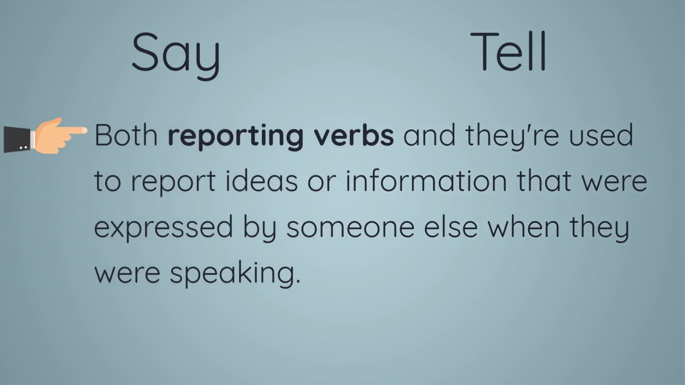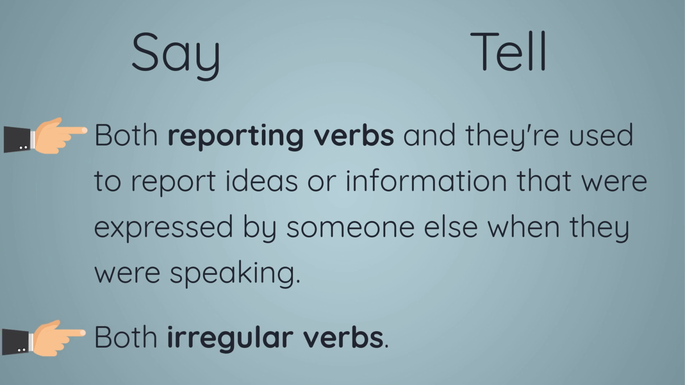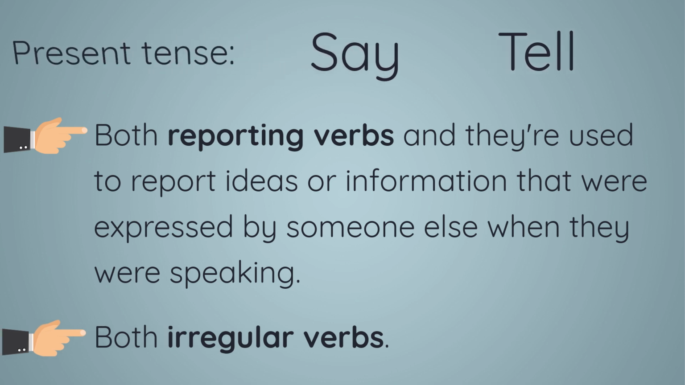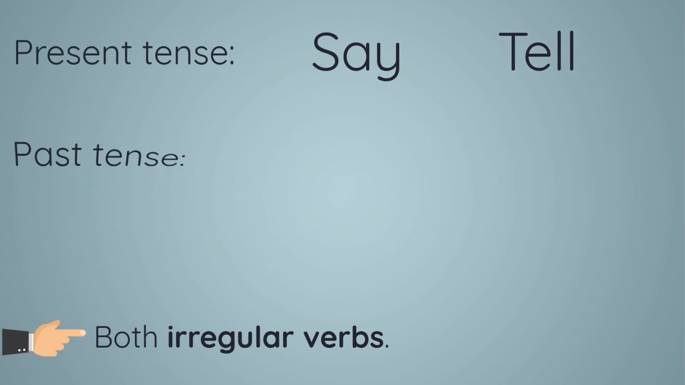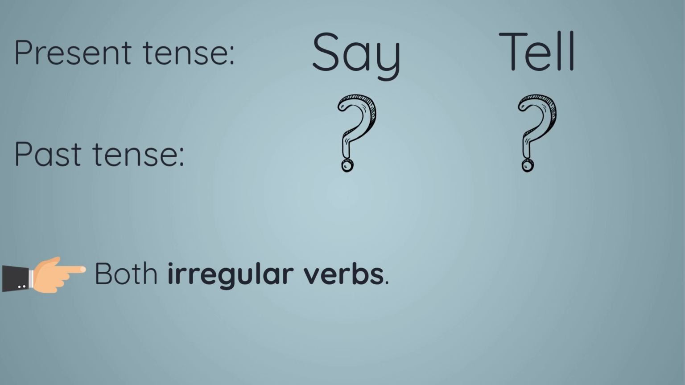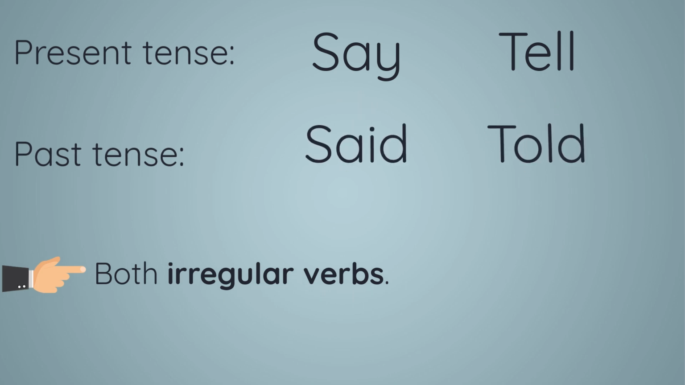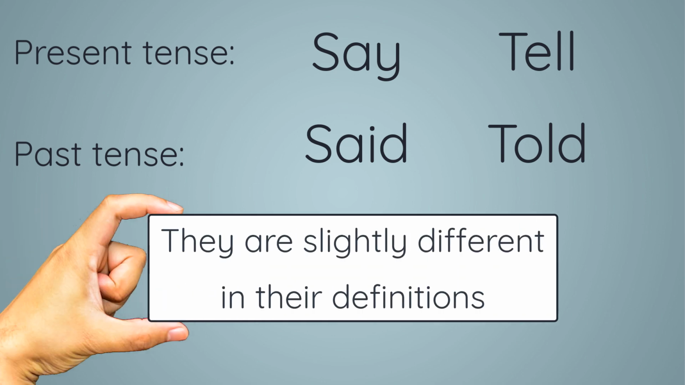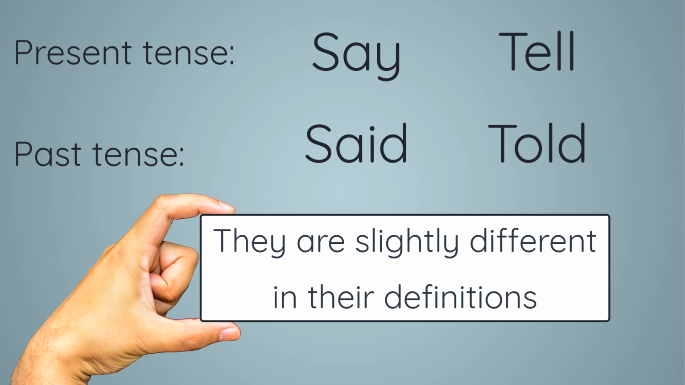Let's start with the verbs say and tell. These are both reporting verbs and they're used to report ideas or information that were expressed by someone else when they were speaking. They're also both irregular verbs. So in the present tense we have say and tell, but in the past tense they become said and told. That's right. You could be forgiven for thinking these words are synonyms, but actually they're slightly different in their definitions.